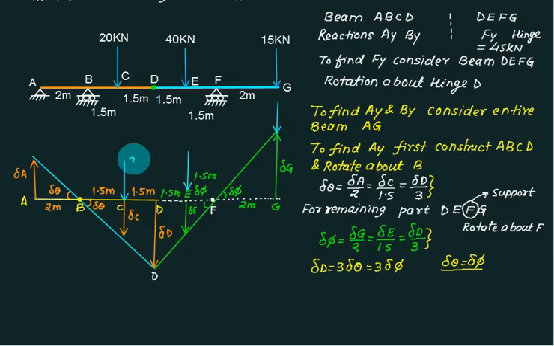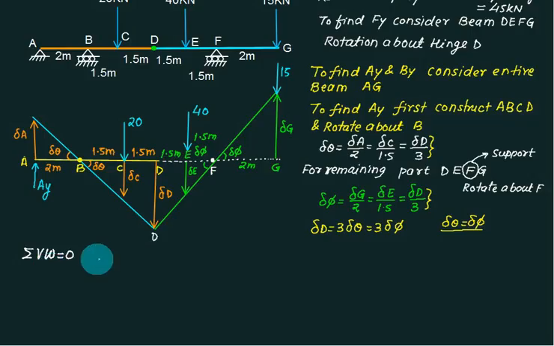So this one is 20. This one is 40. This one is 50. And this reaction AY. By the principle of virtual work: see, the first combination is positive. The second combination is positive. No force at D, so skip it. This 40 and del D is a positive combination.